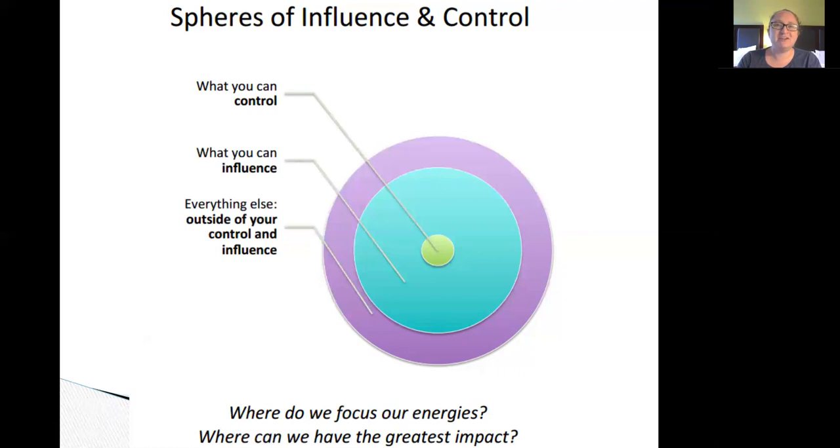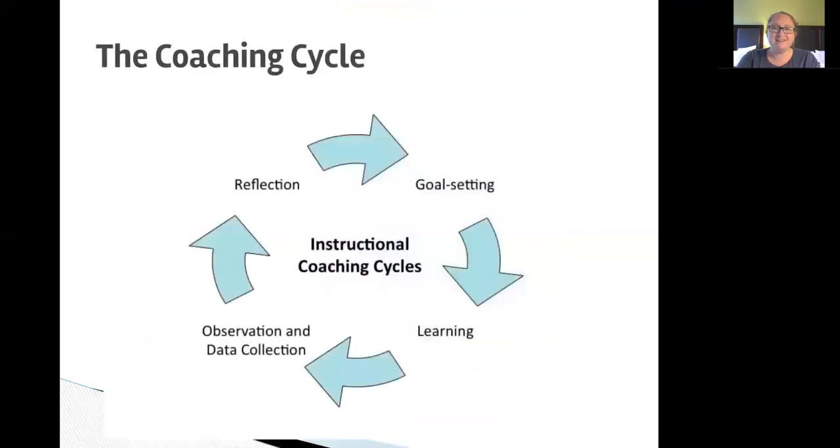So I just like to share this as kind of a check, like think about where you're spending your time, because otherwise you could really be spinning your wheels. All right, let's move on to the coaching cycle then.